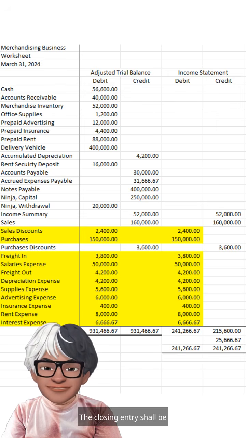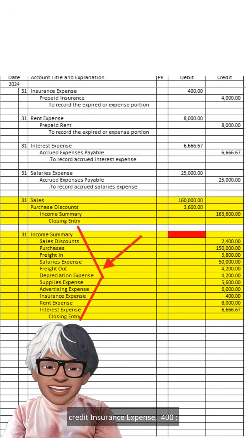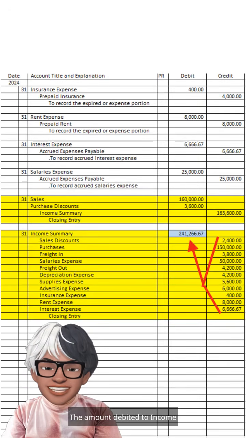The closing entry shall be debit income summary and credit sales discounts 2,400, credit purchases 150,000, credit freight in 3,800, credit salaries expense 50,000, credit freight out 4,200, credit depreciation expense 4,200, credit supplies expense 5,600, credit advertising expense 6,000, credit insurance expense 400, credit rent expense 8,000, and credit interest expense 6,666.67.